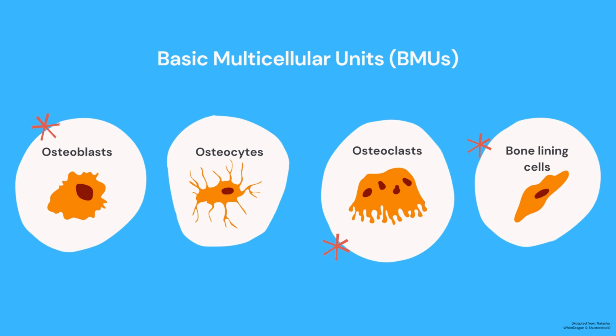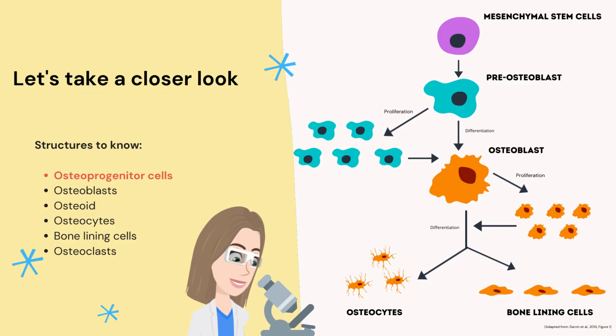The prefix osteo comes from the Greek word for bone. To begin with, bone has its own stem cells. These are called osteoprogenitor cells. These cells are the precursors to the more specialized bone cells, like osteocytes and osteoblasts, which assist with producing bone matrix. At the cellular level, osteoblasts are responsible for the deposition of new bone tissue and are found on the surface of bone.